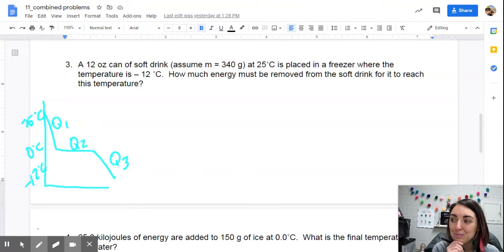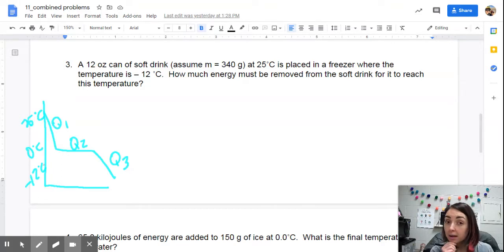Okay, so did you remember to put in your 0 there for your plateau? So this is another 3 region problem, Q1, Q2, and Q3. So we cool off from 25 to 0, freeze, and then cool off from 0 to -12. So again, pause the video once you've got this down and calculate Q1, Q2, and Q3.